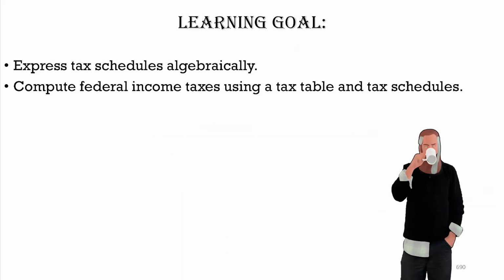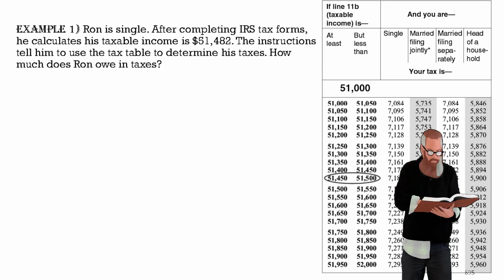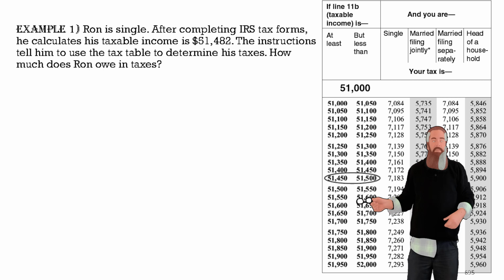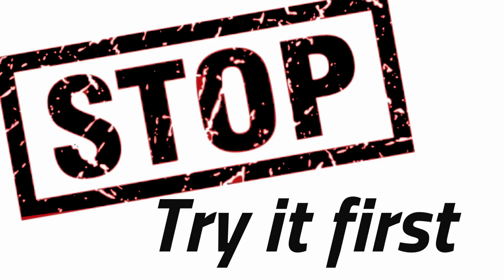Now let's compute federal income tax using the tax table and a tax schedule. Ron is single. After completing the IRS tax form, he calculates his taxable income is $51,482. The instructions tell him to use a tax table to determine his taxes. How much does Ron owe in taxes?